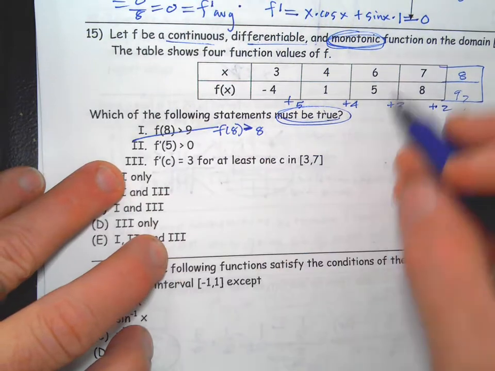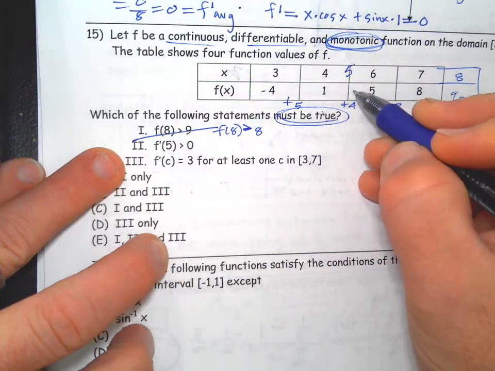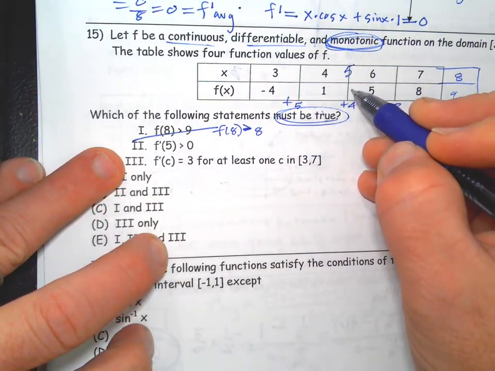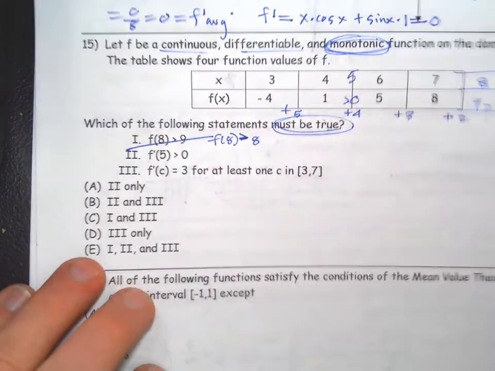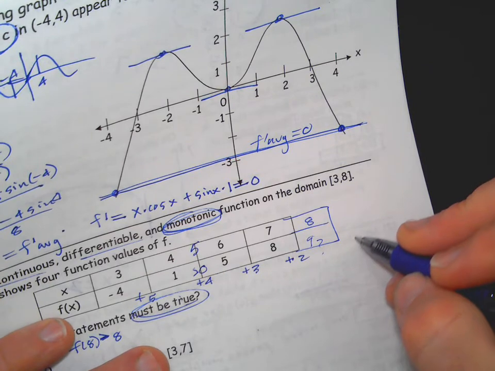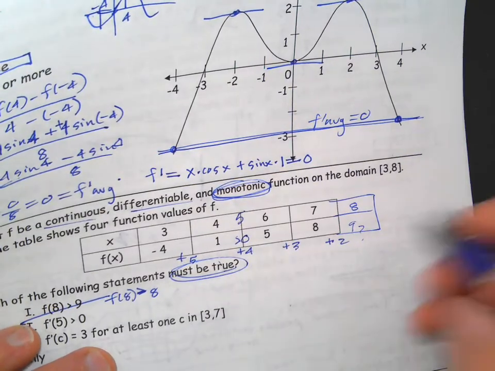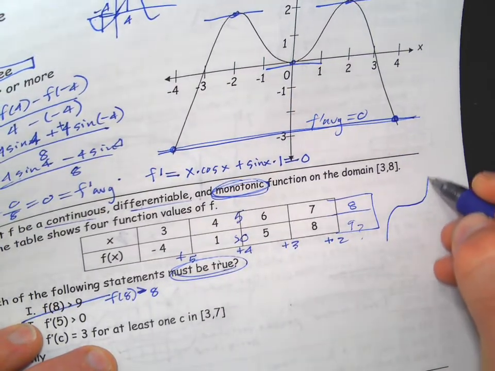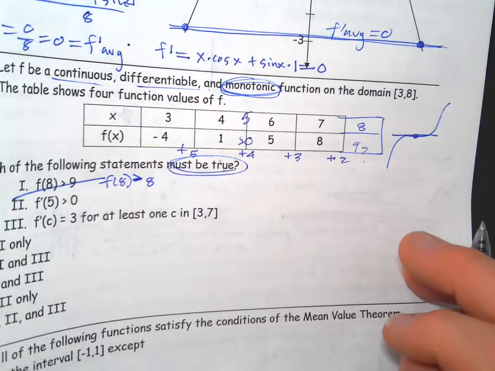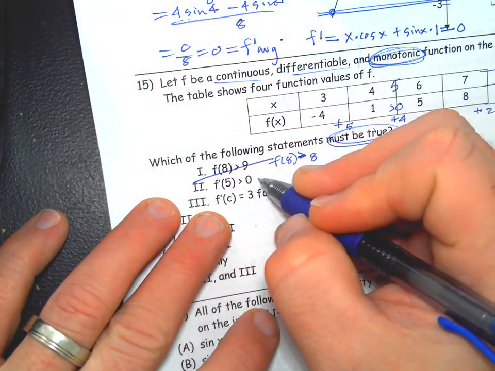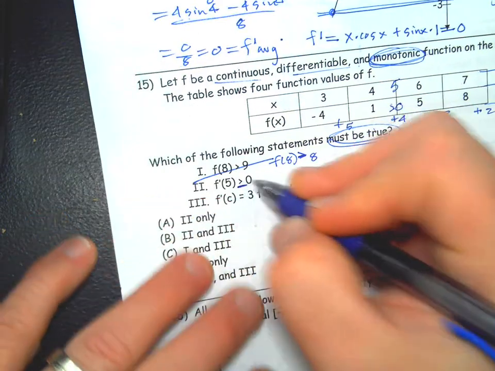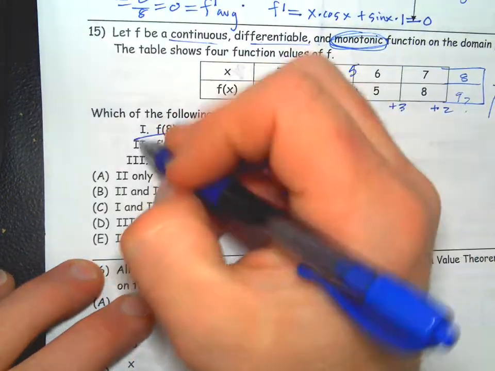F prime of 5 has to be 0. It has to be positive. Greater than 0. Now, here's the deal. With monotonic function, it kind of means they're going up the whole time or down the whole time, but you could get a plateau. And that's still monotonic. That still passes horizontal and vertical line test. So it doesn't have to be positive. It has to be greater than or equal to 0. It can be negative. So I think that one's out.